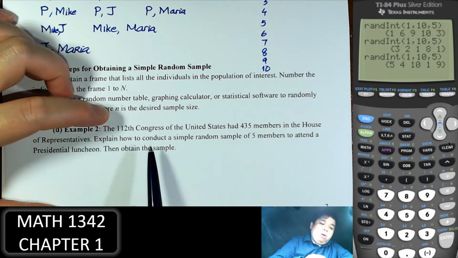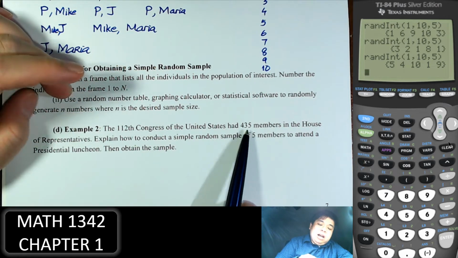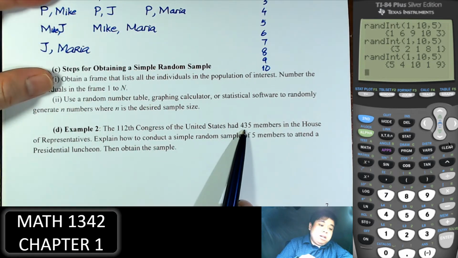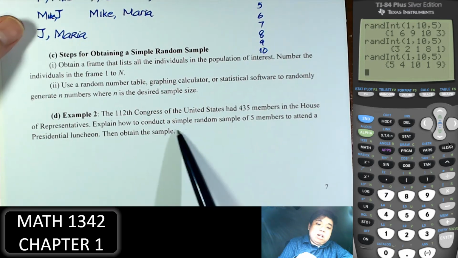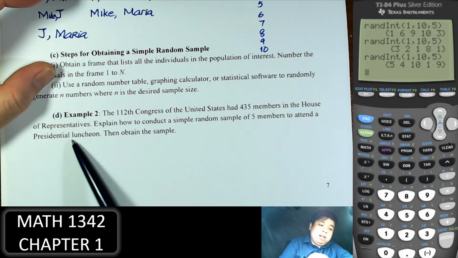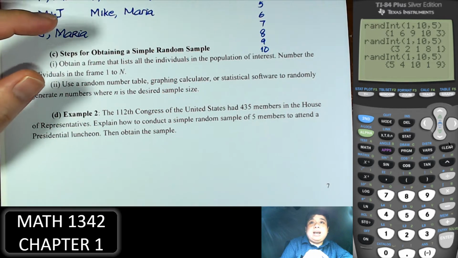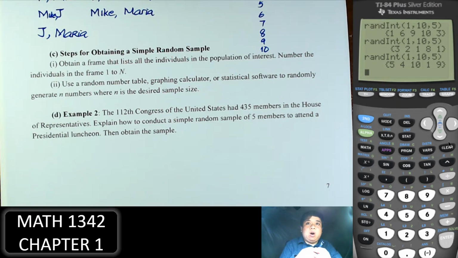In the 112th Congress of the United States, there are 435 members of the House of Representatives. Explain how to conduct a simple random sample of 5 members to attend a lunch. In that case, we put the 435 in alphabetical order, and then we use a calculator.